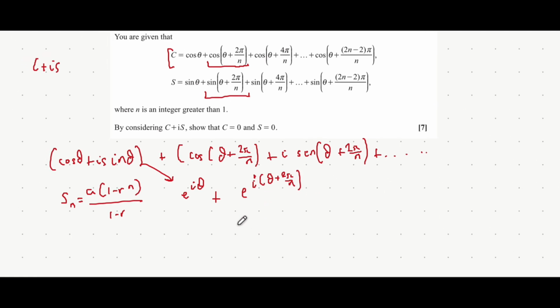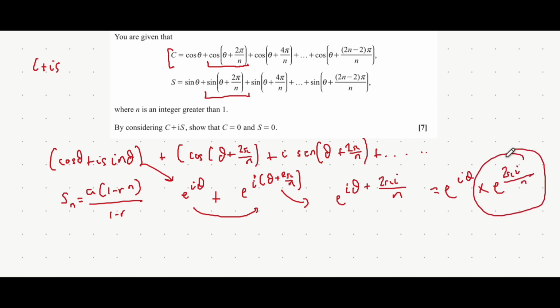And then we think to ourselves, okay, how do I go from the first term to that second term? Well, let's expand this power out. We'll get e to the power of i theta plus 2 pi i over n. And if we think about it, that can be split up into the first term, e to the power of i theta, and you multiply onto that e to the power of 2 pi i over n. Once you've established this, we can then state that this is actually the common ratio. It's what you multiply by to get to the next term of this sequence, C plus iS. So we have that the common ratio is e to the power of 2 pi i all over n.